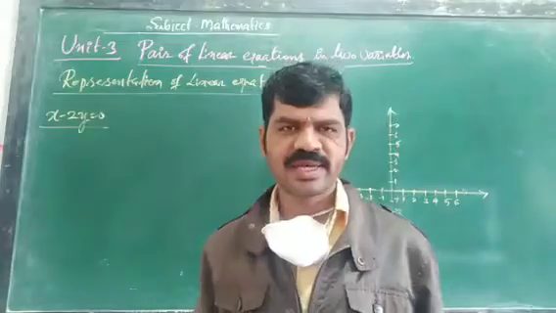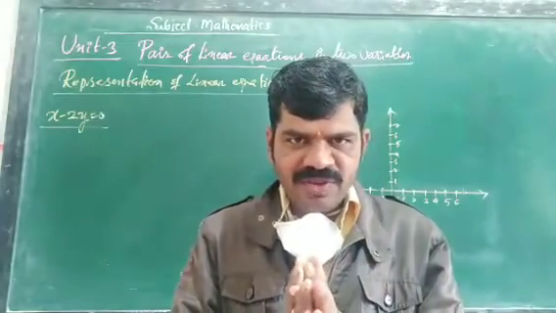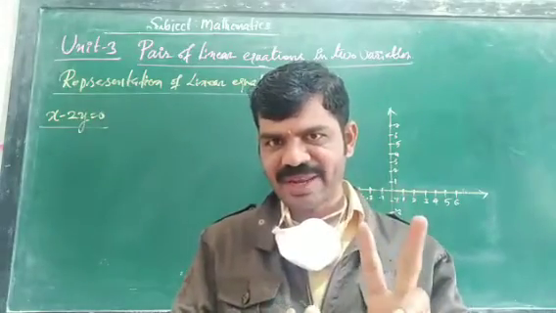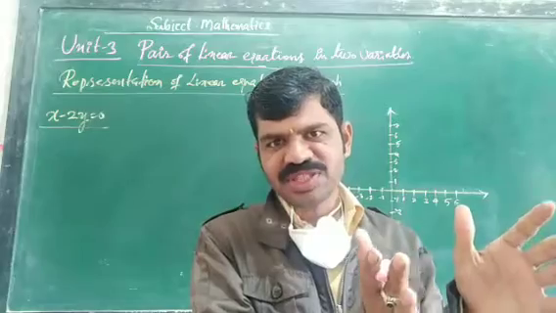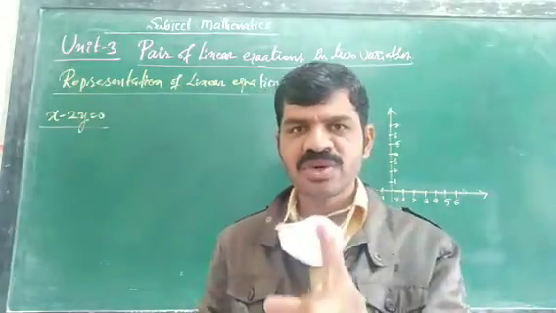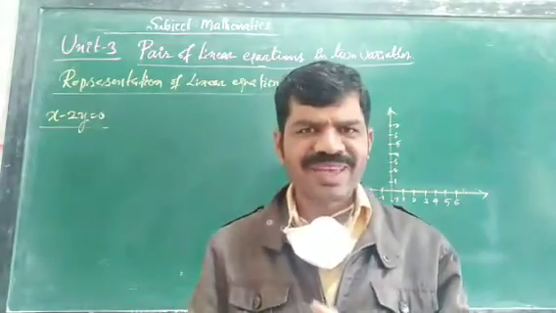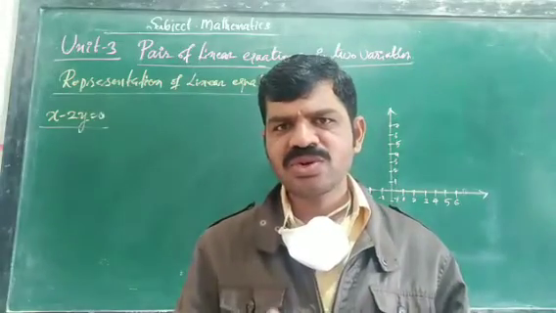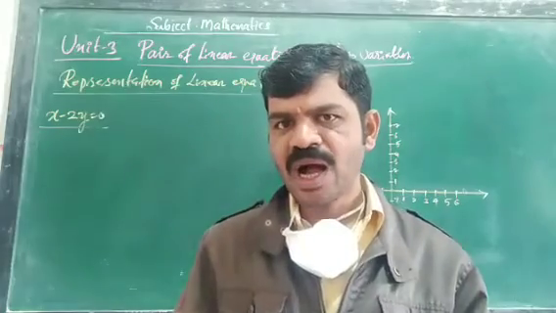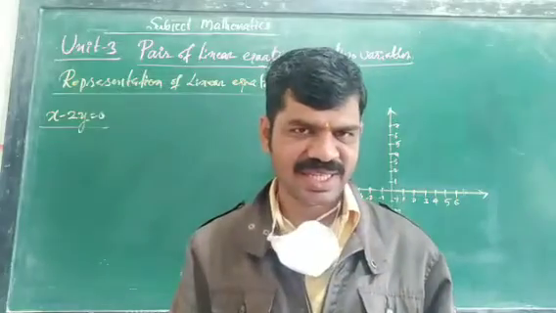Before going to understand the pair of linear equations in two variables, first let us take a linear equation, not a pair. Pair means there are two linear equations which together are called a pair of linear equations. Now we are going to discuss one linear equation. In a linear equation we have x and y, so to represent x and y we need a graph. Let us first see how this linear equation is represented in a graph.